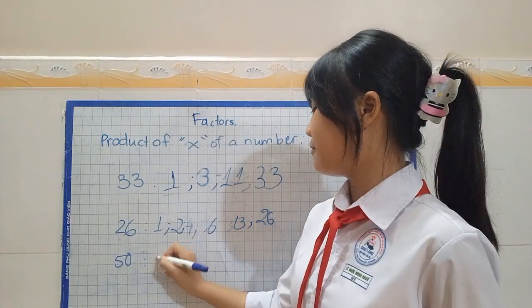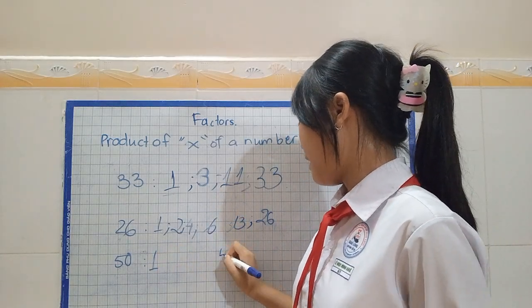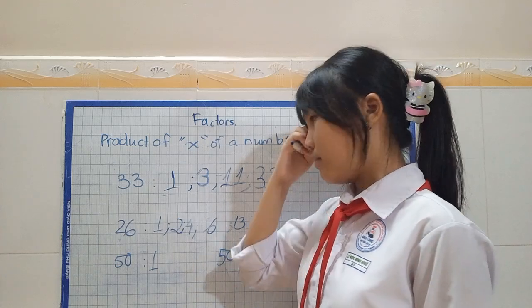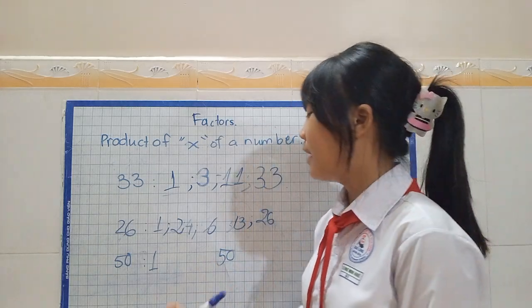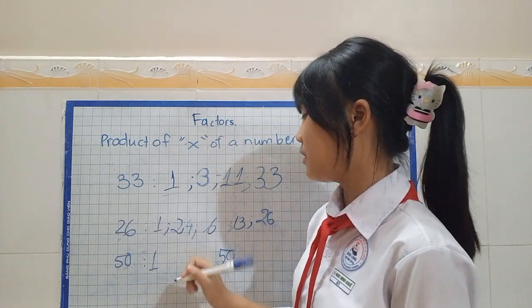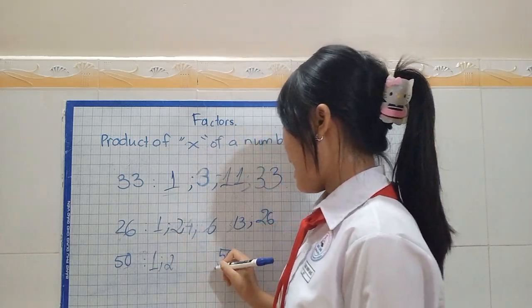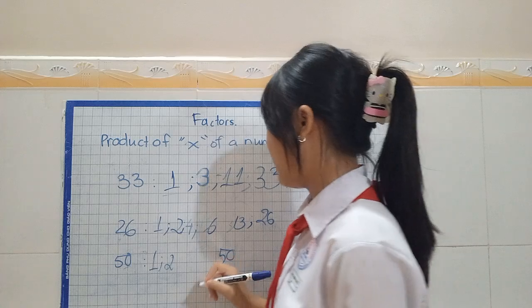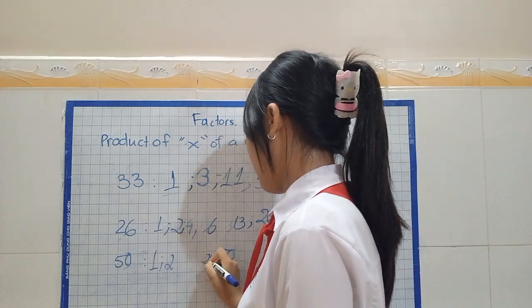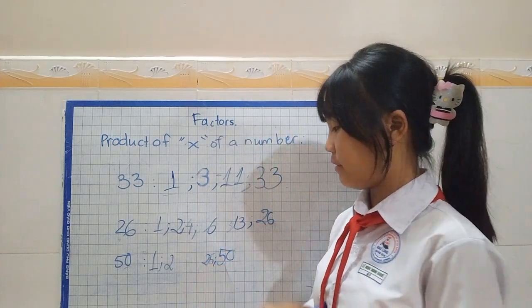And last, for the number 50. As always, we have 1 and 50. Next number is for sure an even number, right? You can see 0 there, so it's an even number, so it could be divisible by 2. And what times 2 is 50? It's 25. Okay, so that's another factor of 50.